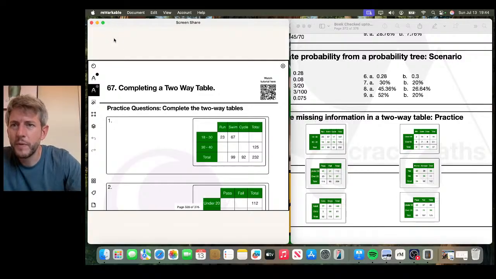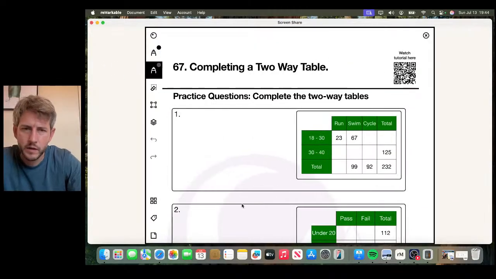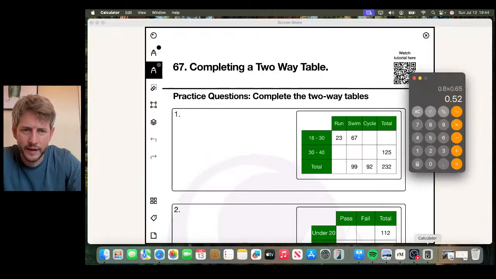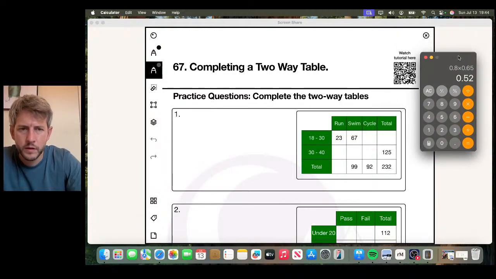Topic 67, completing two-way tables. Okay, here we go. So I'm going to get out the calculator for this one. So here we go, we've got 232. Take away 125.